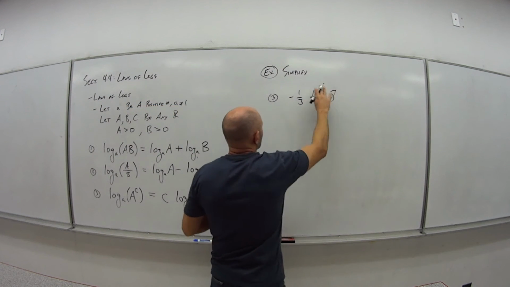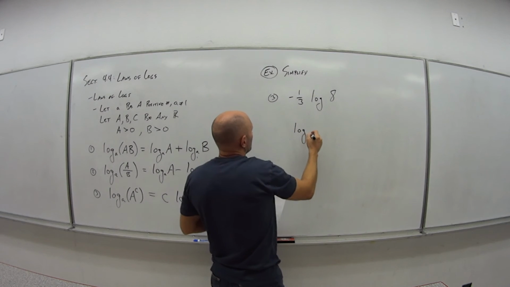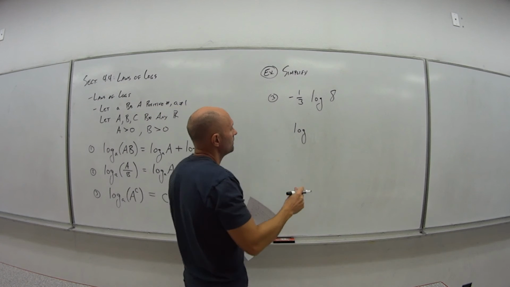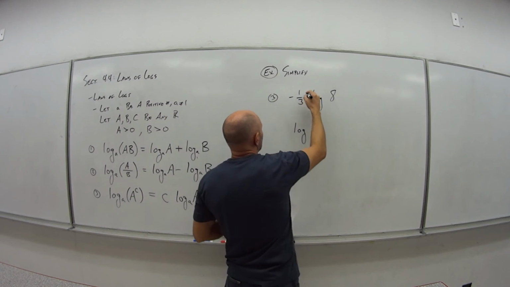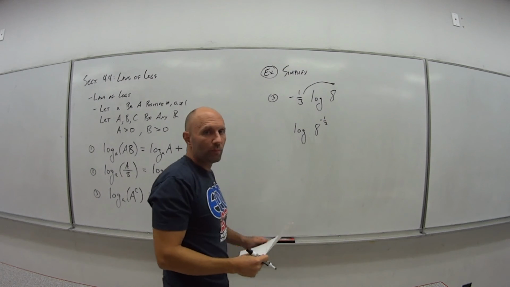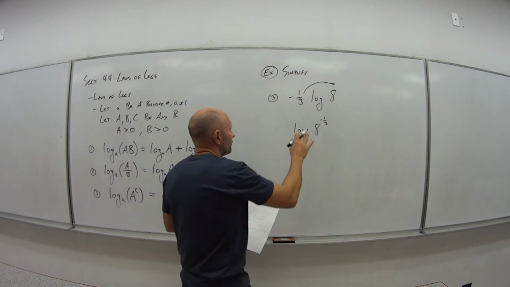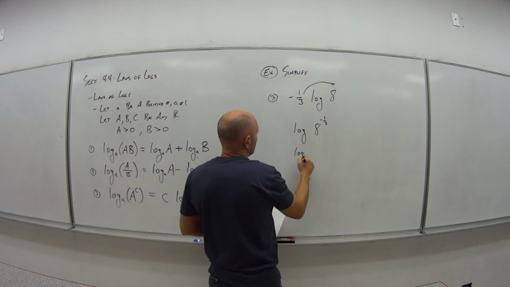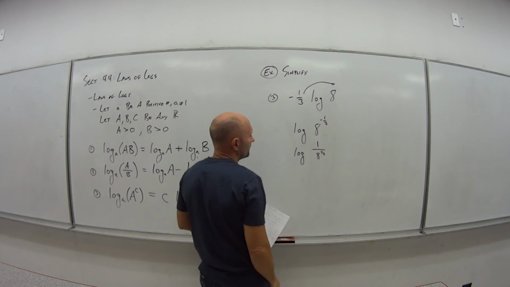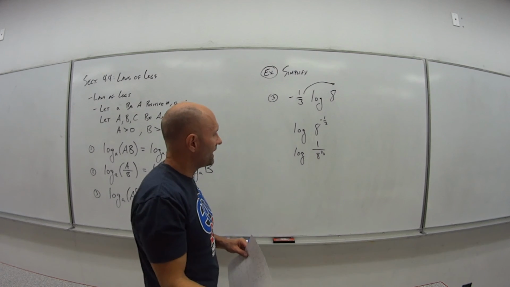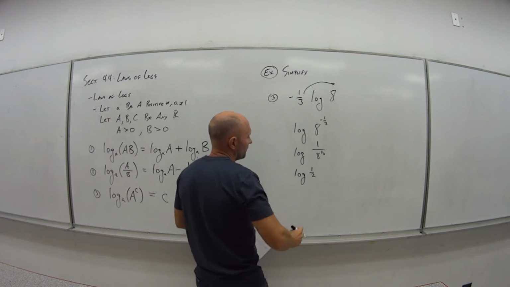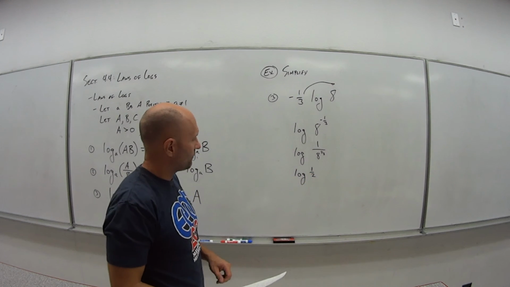So this thing is really the same as saying log. There's nothing written there, so that's what? That's base 10. But this is 8, and this essentially becomes the exponent. So 8 to the minus 1/3 power. So if I don't want negative exponents, this is log of 1 over 8 to the 1/3, which is what? The cube root of 8? So the cube root of 8 is what? It's 2. So this says log of 1/2.